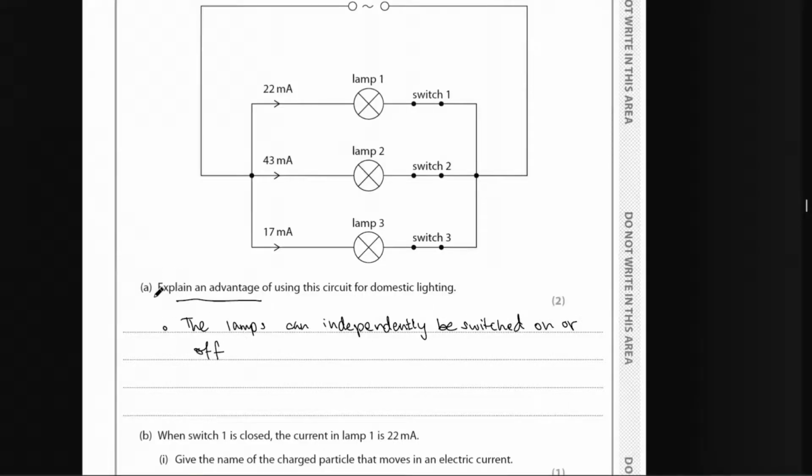Why is that? So explain. We have to explain this advantage. Why? It's because they're connected in a parallel circuit. So we can say that lamps can independently be switched on or off because they are connected in parallel.